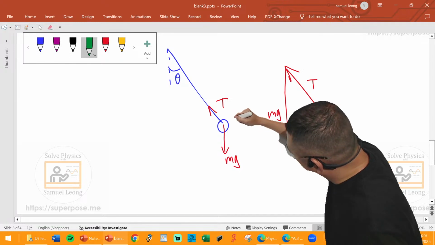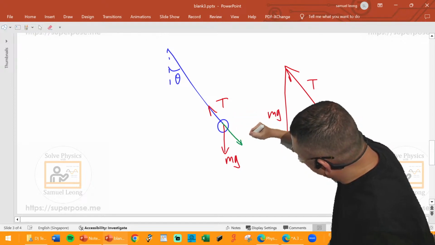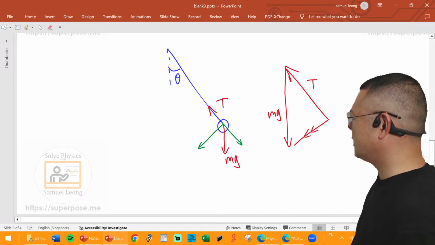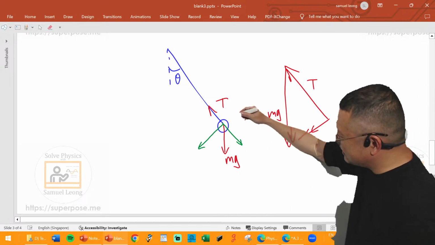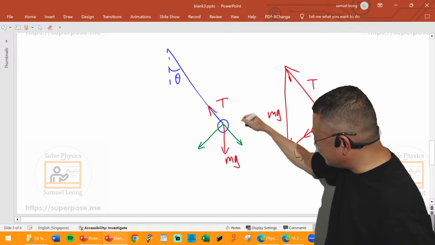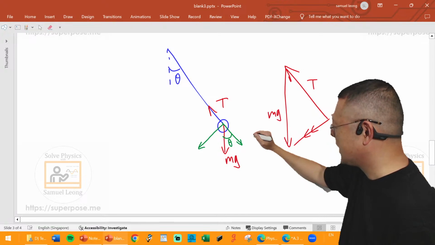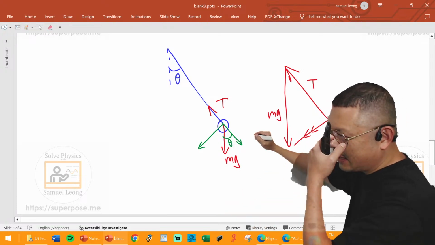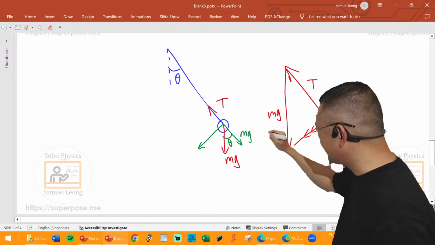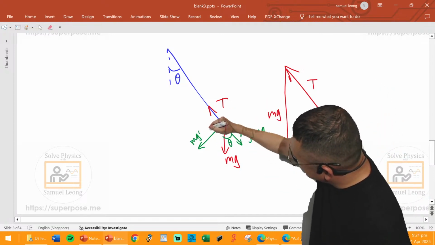We have to resolve it such that we get a component this way and a component this way. That's ugly. The idea here is that I need a component of the mg to balance the T. So I need to have this component here. This is theta. This is the one question I would not expect most people to get right anyway, unless they become like me and approximate tangent theta to sine theta. This is mg cosine theta, and therefore this component here is mg sine theta.